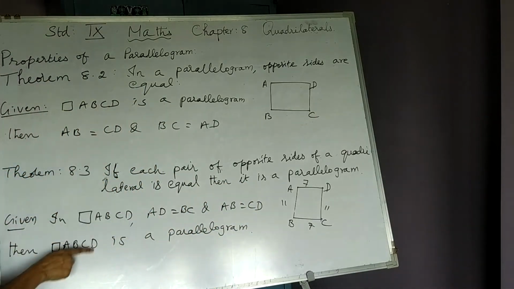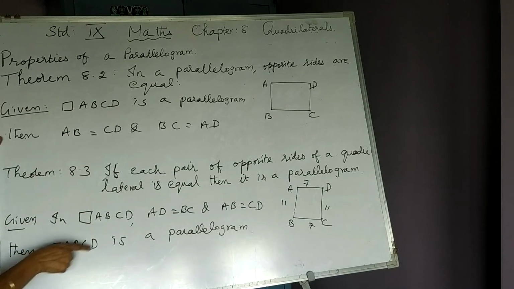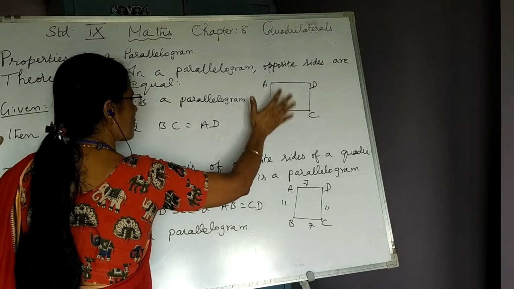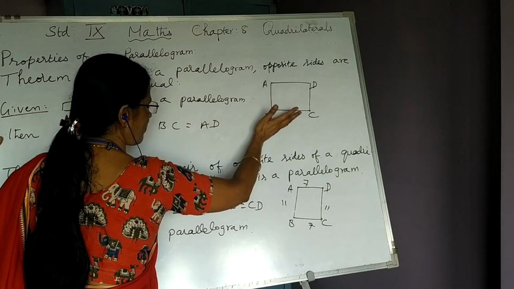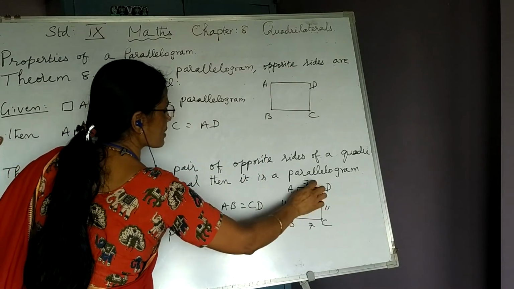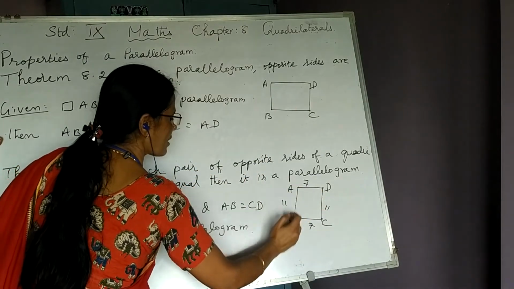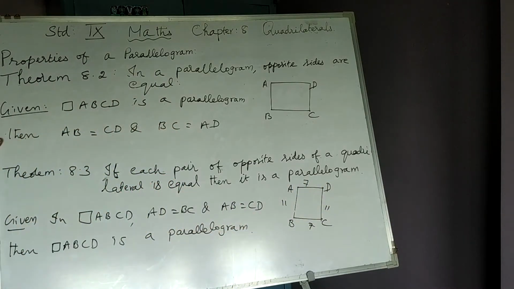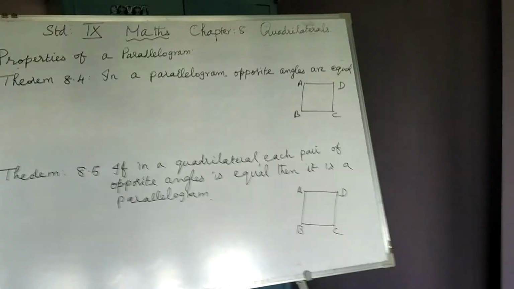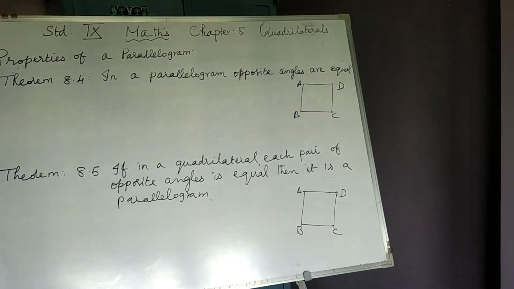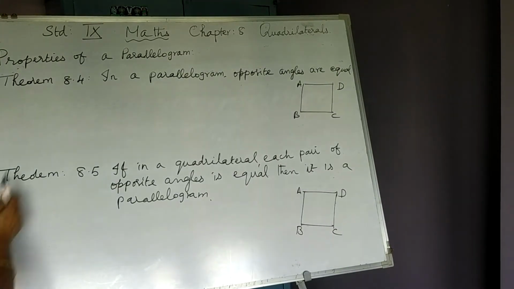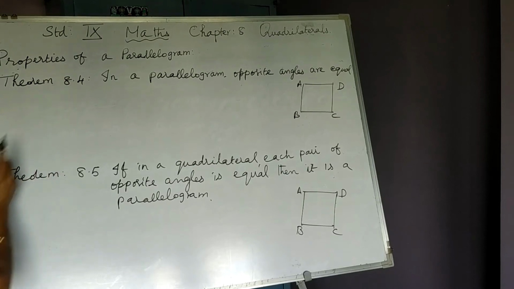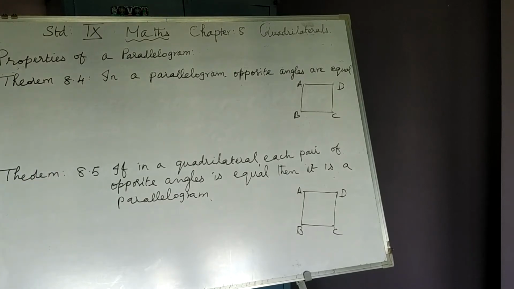So both are converse of each other. If it is a parallelogram, we find opposite sides are equal. Conversely, if opposite sides are equal, we can understand the quadrilateral is a parallelogram. In properties of a parallelogram, we are going to see theorem 8.4. This also has no proof, but we should understand the theorem.